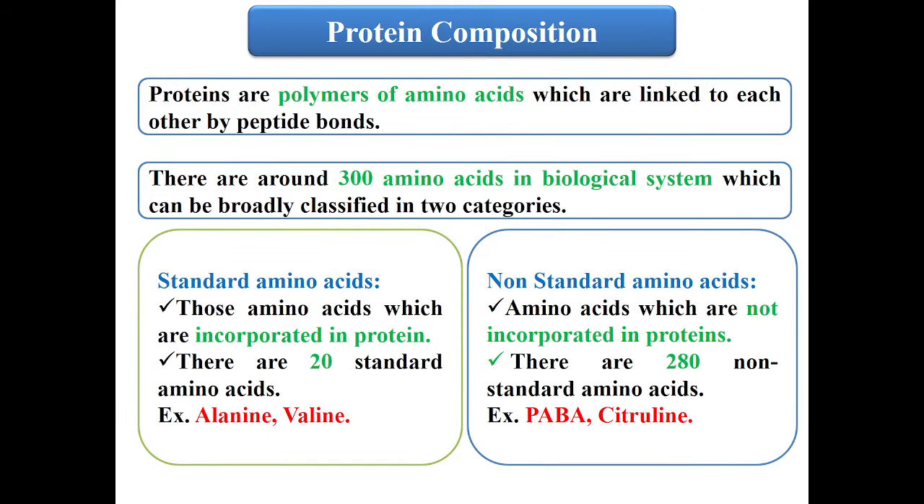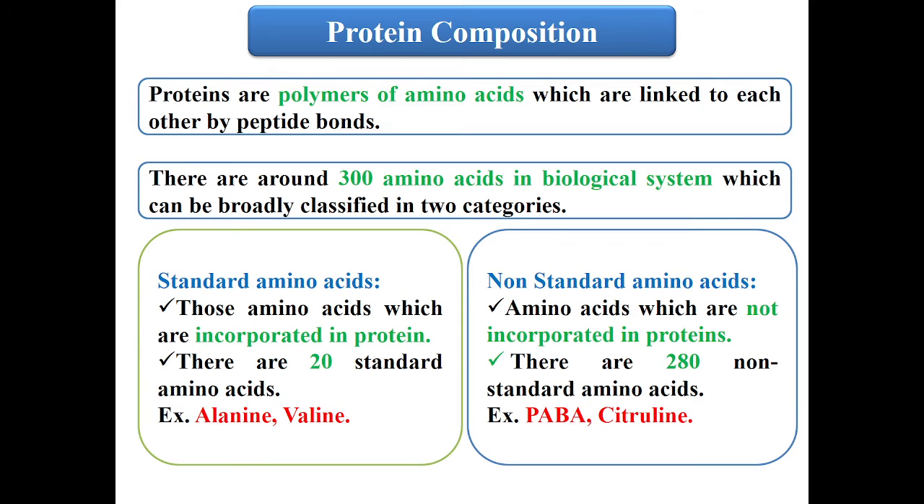So what is protein? Protein is a polymer of amino acids which are linked to each other by peptide bonds. There are a total of 300 different amino acids in the biological system that can be broadly classified into two categories: standard amino acids and non-standard amino acids. Now, what are standard amino acids? Those amino acids which are incorporated in proteins. There are 20 standard amino acids. They become a part of proteins, that's why they are called standard amino acids.